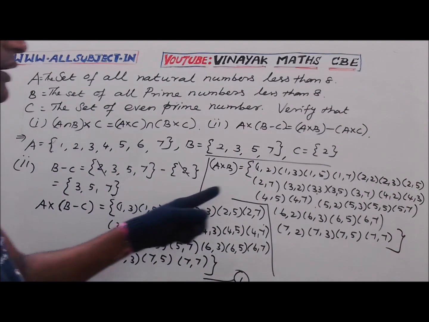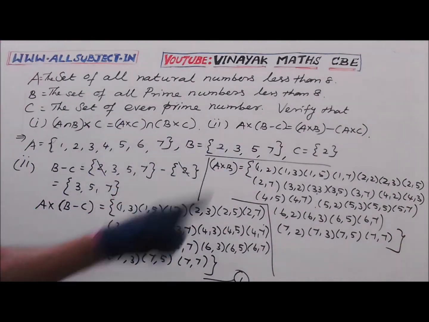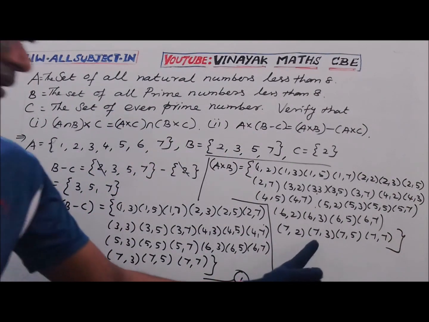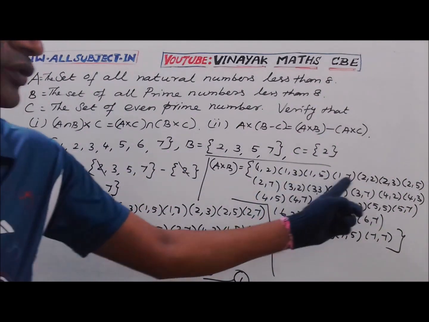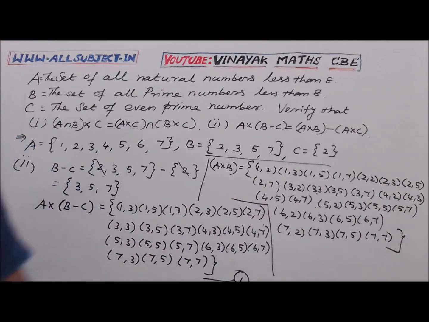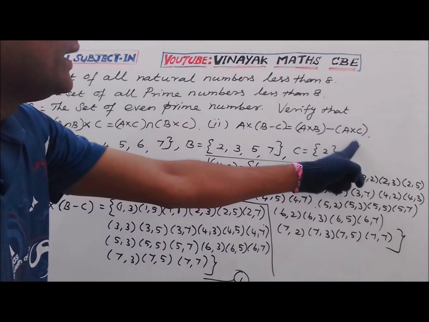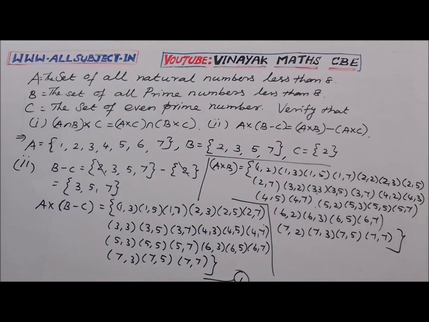So there are 7 times 4, 28 elements present here. 7 into 4, there are 28 elements. Now, we should find A cross C in a similar way.